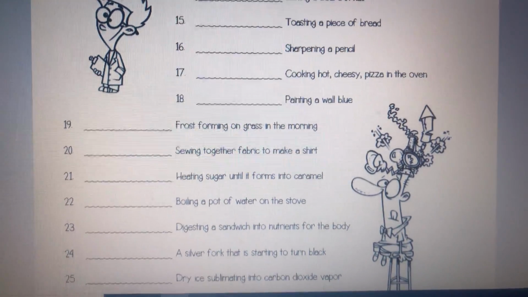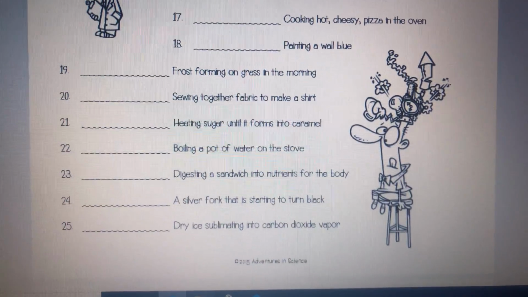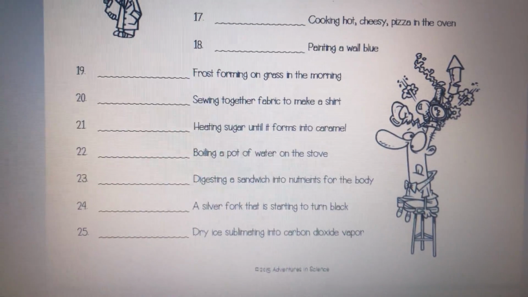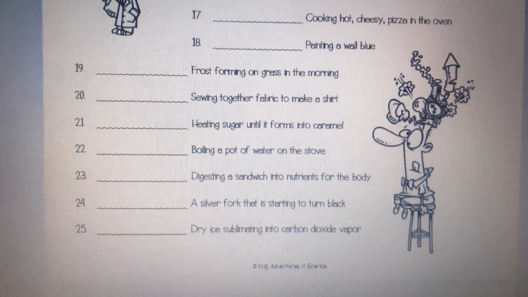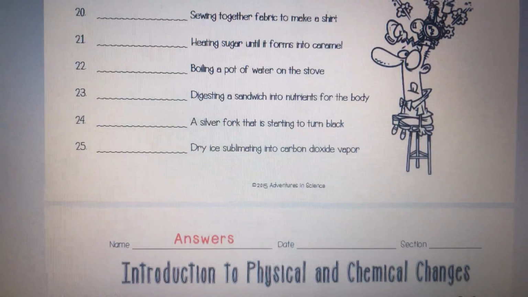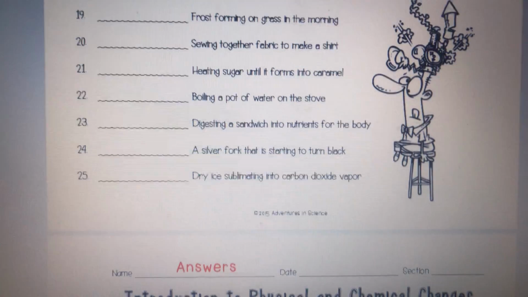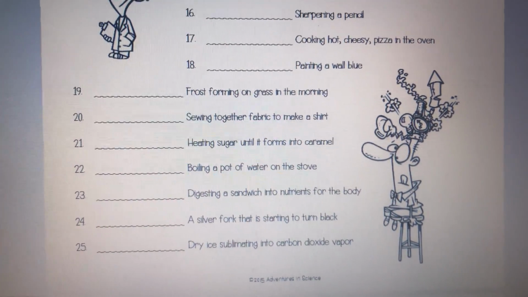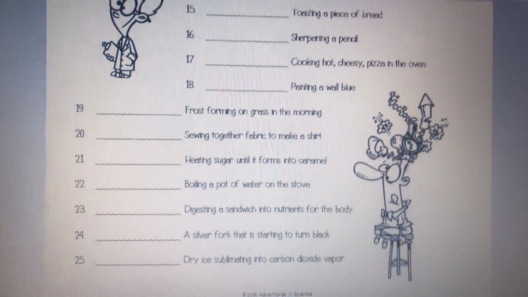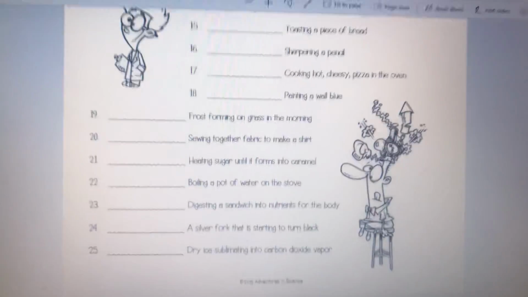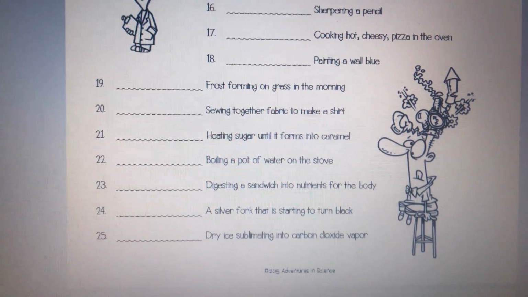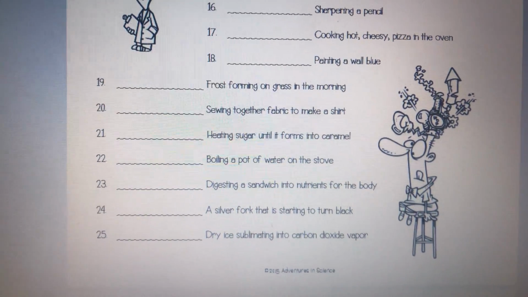I've got a total of 25 questions here. So what I want you to do is go ahead and copy them down on a piece of paper and answer them. You see them all, and I want you to turn those in. So these are examples of physical and chemical change.